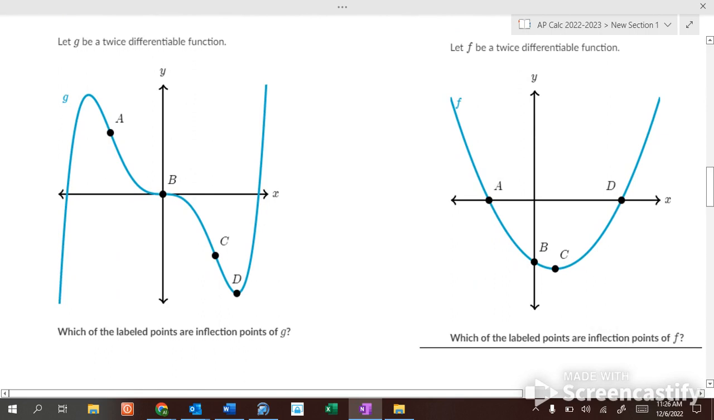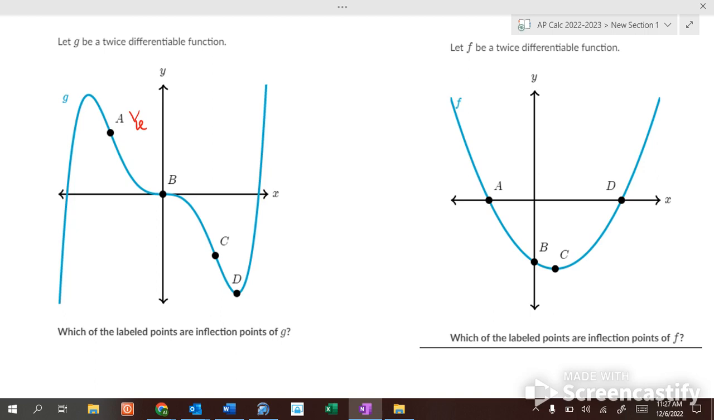A twice differentiable function means that you can take the second derivative. So then you can figure out concavity, basically. Which points are points of inflection? Where does it change concavity? Does it change concavity at A? Yes, it sure does, because it's concave down here and then changes to concave up here.